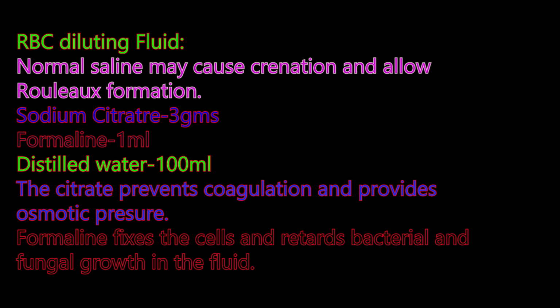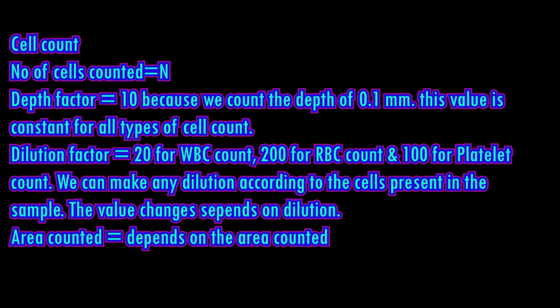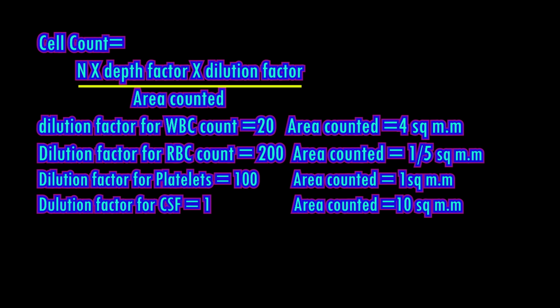Diluting fluid. The diluting fluids preserve the cell osmotic pressure to maintain cell integrity to count. WBC counting fluid may have 1% acetic acid to lyse the RBCs because the WBCs are our interest. During calculations, the dilution factor is calculated for the amount of sample added to the chamber. For calculation, for any fluid and any cell count, the calculation is number of cells counted multiplied by depth factor multiplied by dilution factor divided by area.